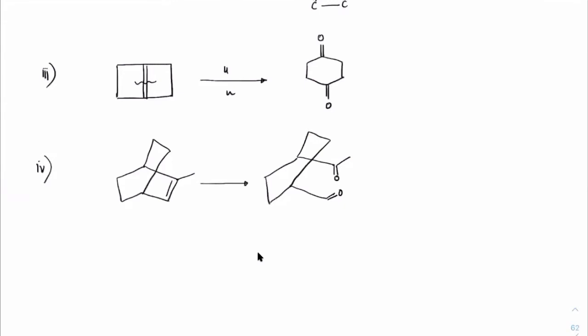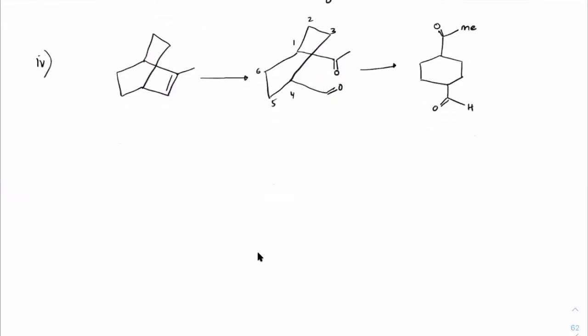This is the cycle: 1, 2, 3, 4, 5, 6. So you can count the cycle 1, 2, 3, 4, 5, 6. So it is just a 6-membered ring. This is a 6-membered ring with a double bond O and H here, and simply a double bond O here. Below we have H, above we have methyl. This is the final product.